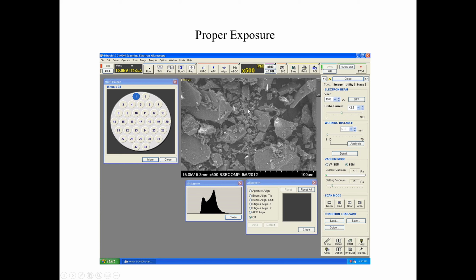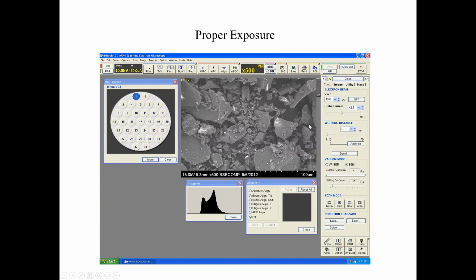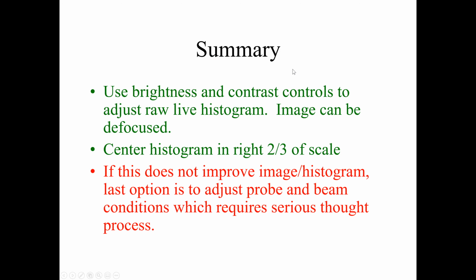I would have to coat the sample to get rid of the charging. But just by looking at the histogram, I know. So I'm pretty sure that this image is a good one compared to this one or that one. Summer, then we're going to go on to looking at actual images.